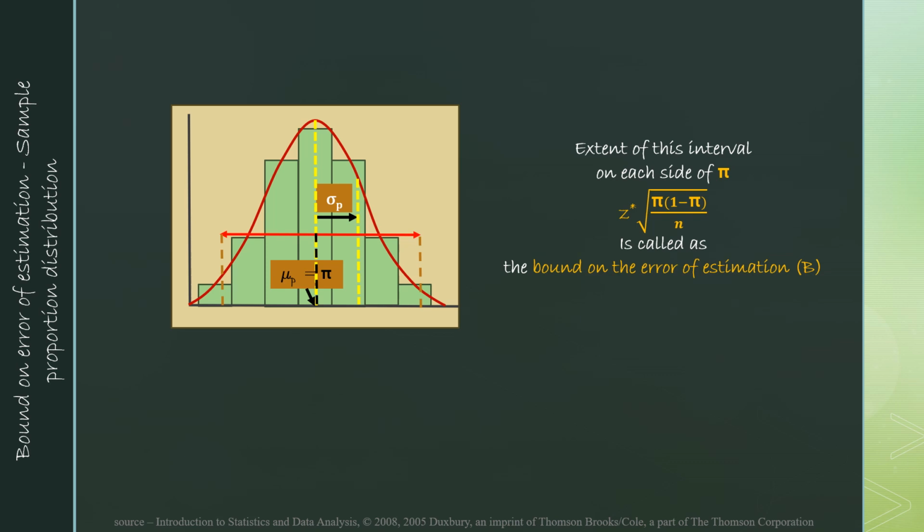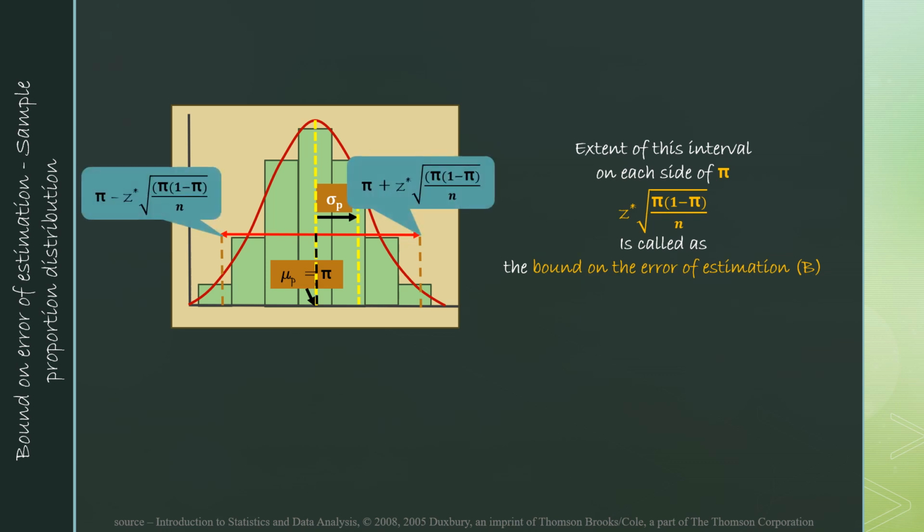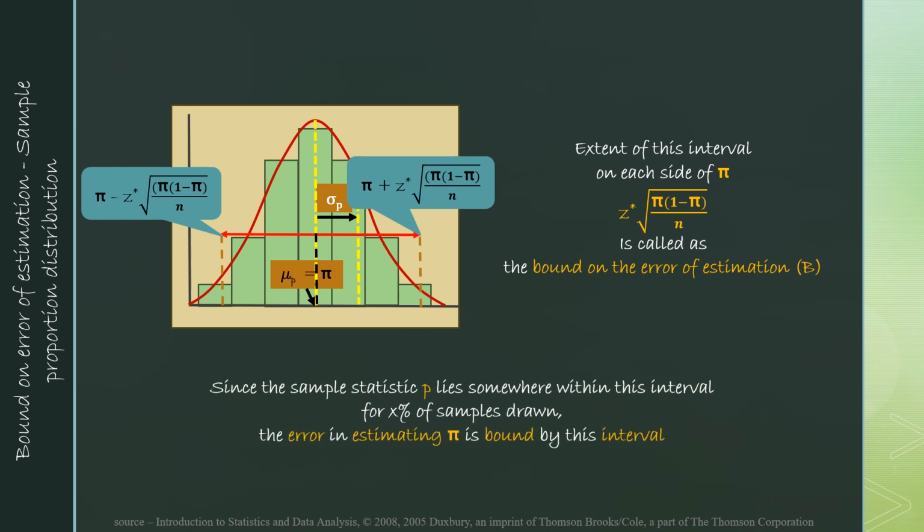Extent of this interval on each side of pi, that is z star times square root of pi multiplied by 1 minus pi divided by n, is called as the bound on the error of estimation, represented by B. Since the sample statistic p lies somewhere within this interval for X% of the samples drawn, the error in estimating pi is bound by this interval.